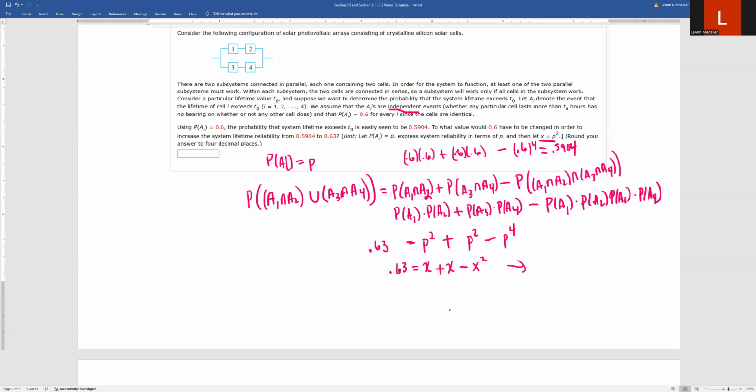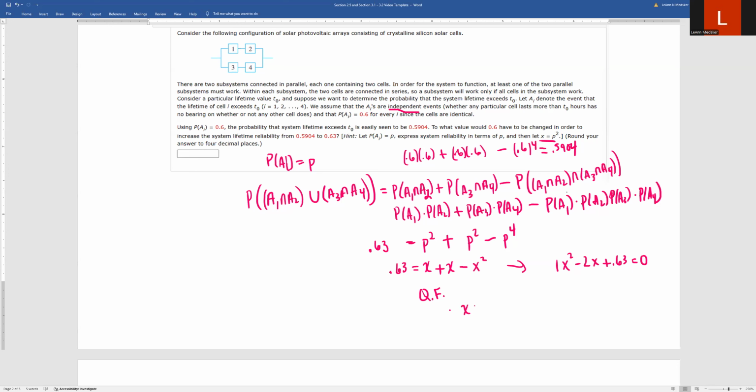Now I would reorder this and add the x squared to the other side, subtract the two 1x's over, so that's going to be minus 2x plus 0.63 equal to 0. We're going to need to use the quadratic formula on this because that's not going to be factorable. Now you could get rid of the decimals if you want, or you can work with them. It's not a big deal. This would be my A, B, and my C.